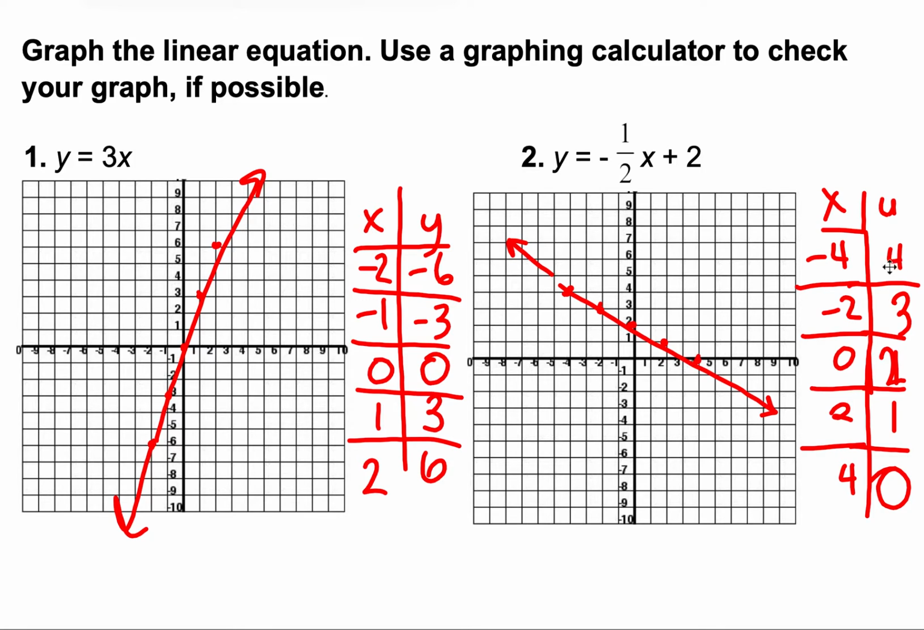That's here my answer. -2 times -1/2, that's like -2 divided by -2, that's a +1. +2 is going to give you a +3, and so on. That's what I did for the rest of these points. I put them on my graph. I connected them with a line that goes through the whole graph space and has arrows on each end.